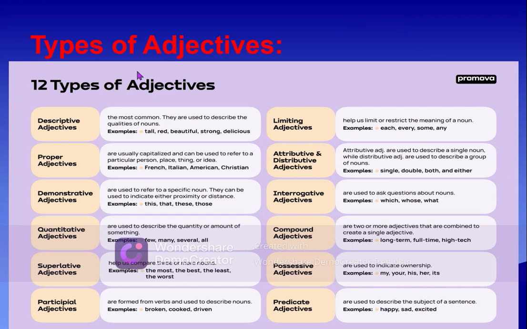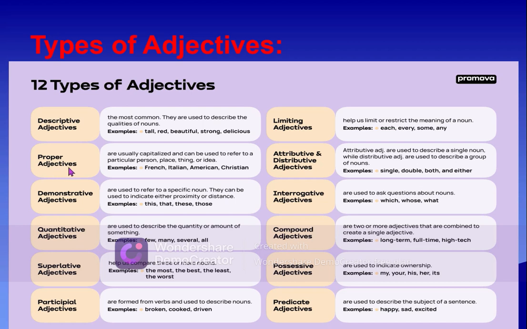Here are the types of adjectives. Descriptive adjectives are the most common forms of adjective, the most common adjectives that we use in our daily life. They are used to describe the qualities of noun: tall, red, beautiful, strong, delicious.